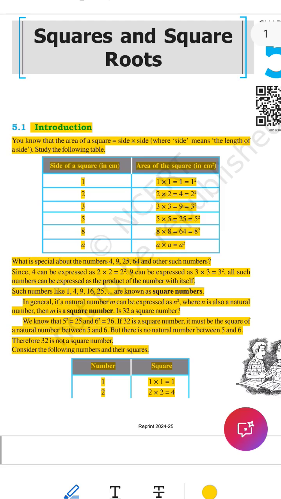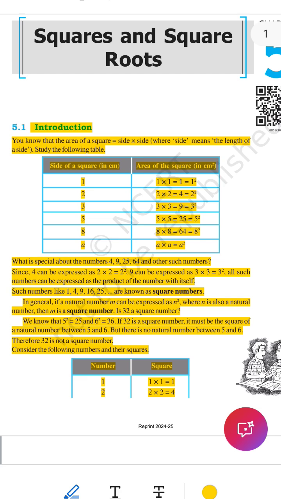4. What do we notice about the answers? The answers 1, 4, 9, 16, 25, etc. are special numbers. They are called square numbers. Now 5. What is a square number? A square number comes from multiplying a number by itself. For example, 2 times 2 equals 4. 4 is a square number.